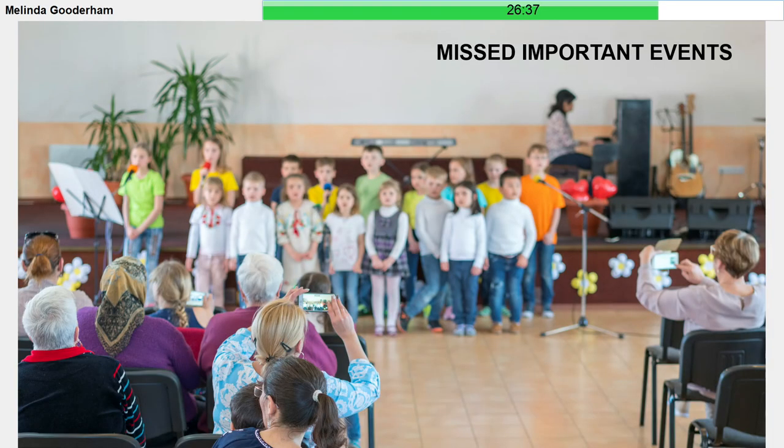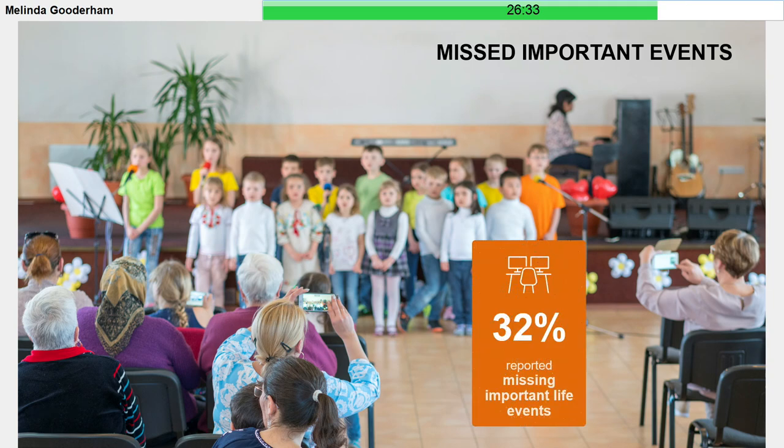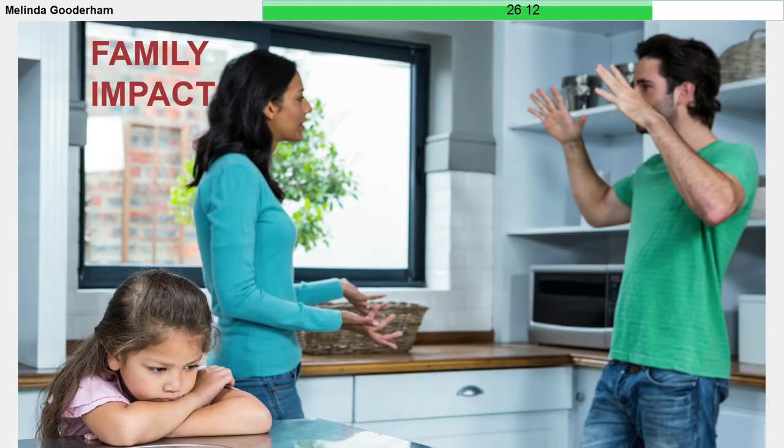But this is the one that always gets me. It's the missed important events. 32% reported missing important life events. Maybe it's your own graduation or your child's ballet recital, but these are things that you can't make up with time. And if that's a flare that's going to keep you from living your best life, we need to do what we can to make sure that we can help prevent these flares so that they don't have to miss important things.